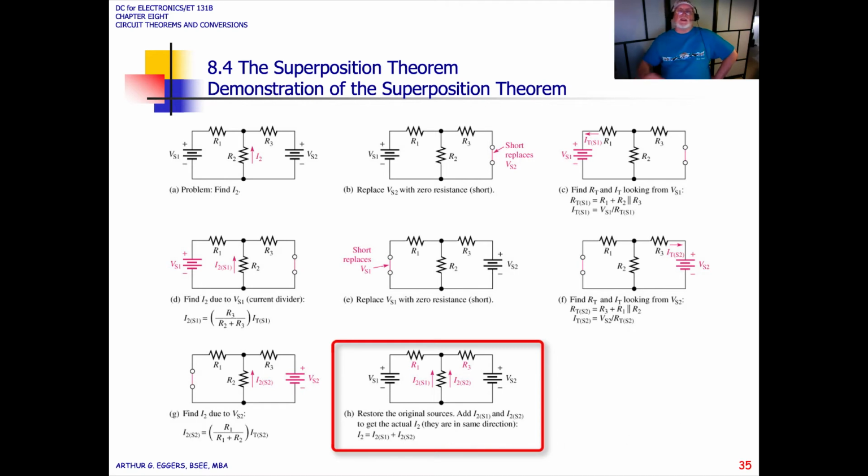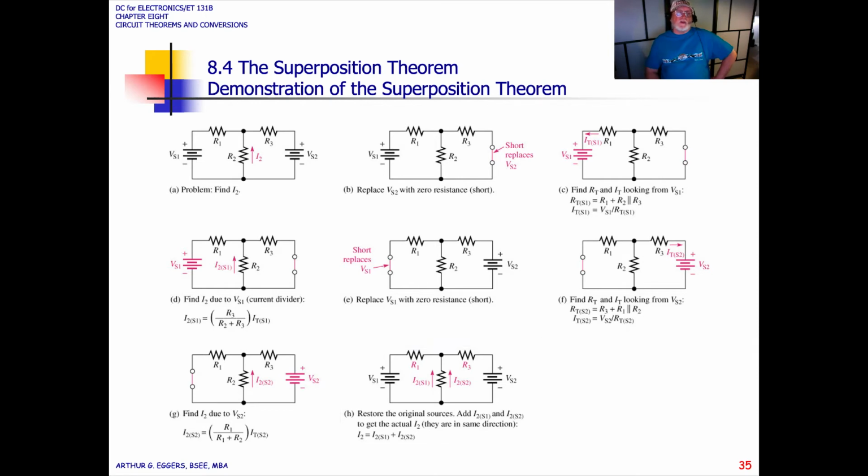So that's all it is. It's a manipulation where we hypothetically remove a source, short it out, calculate the resistance using the current divider rule, and then put the other source back in and remove the other one. In the end, this becomes what is called the superposition. The superposition means that we've removed one source, then we've removed the other source, and then we've put them back together.